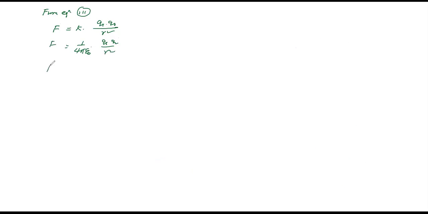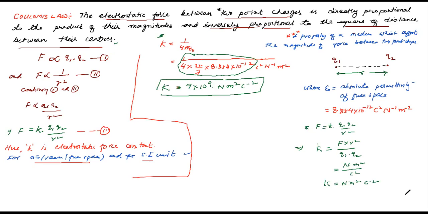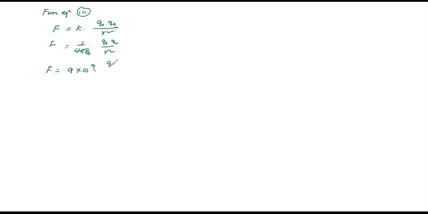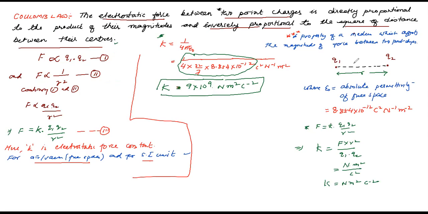Now this value I'm getting as 9 into 10 to the power 9. So I'll write here 9 into 10 to the power 9 times Q1 Q2 by R square. This F gives us the magnitude of the force that will exist between these two point charges. But remember one thing, this is a case where I have taken the medium as free space, and the system of units used is SI. Keep this in your mind.